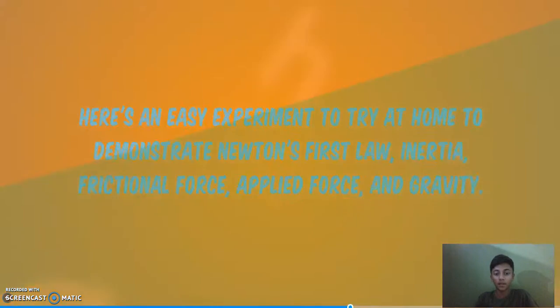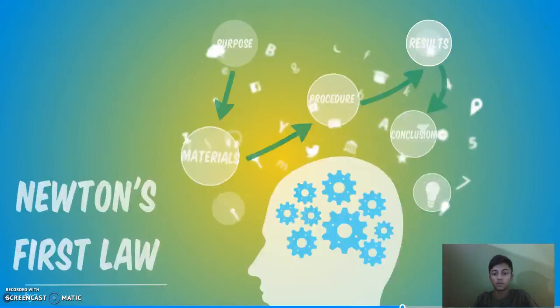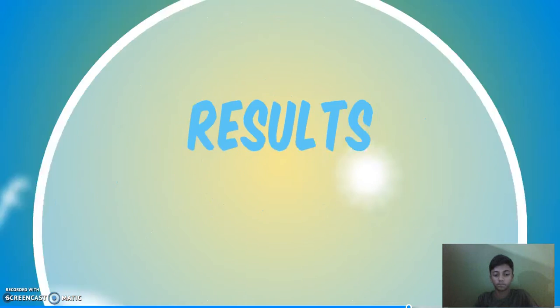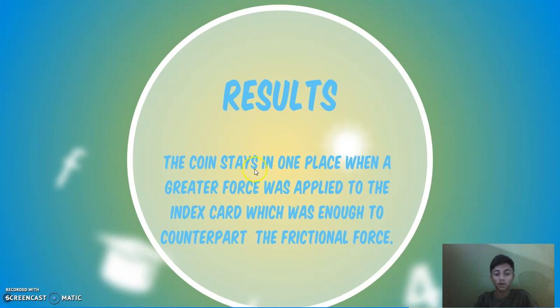The next thing is the result. The result is the coin stays in one place when a greater force is applied to the index card, which was enough to counter the frictional force.